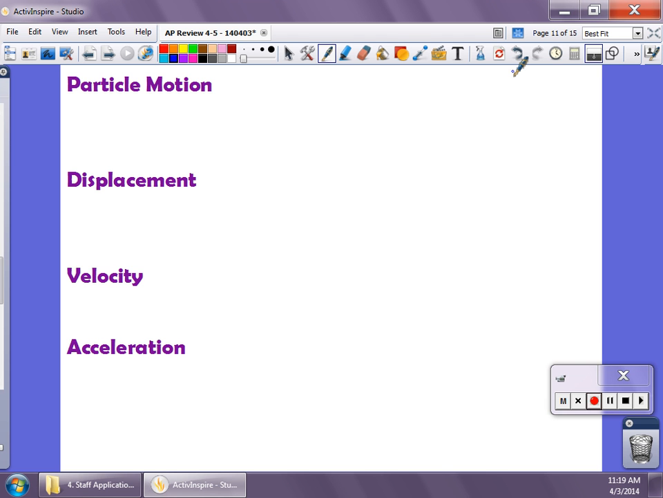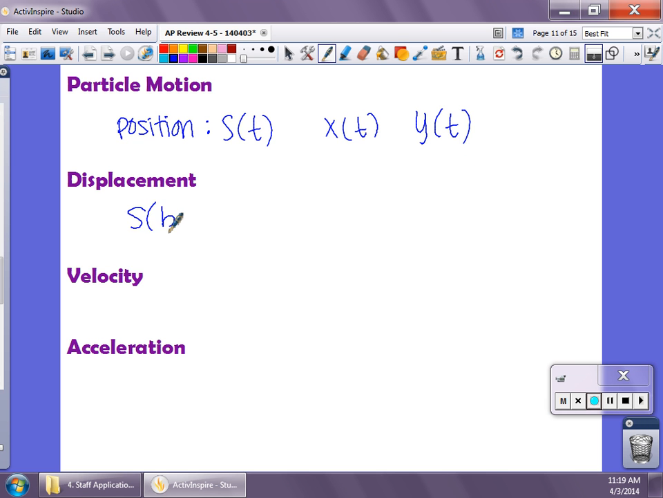All right, particle motion. So major things about particle motion, just remembering that the position function is what I consider the, quote, starting function. We use s of t for that. Sometimes you'll see x of t, or you'll see y of t. Okay, displacement is just a definition. Displacement is physically from where you ended, time being b, so let's say in the first 10 seconds, b would be 10, minus s of a, which would be the beginning position.